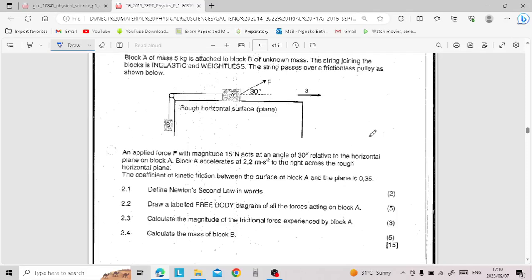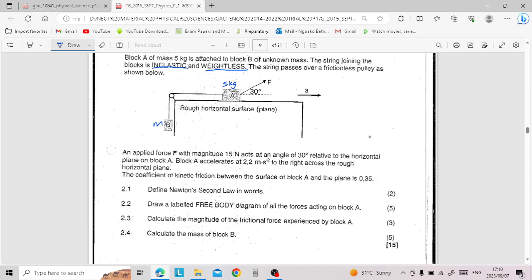Okay, we'll play this question and then we'll check our solution. Right, block A of mass 5 kg is attached to block B of unknown mass, which is a mass of M. The string joining the blocks is inelastic and weightless.